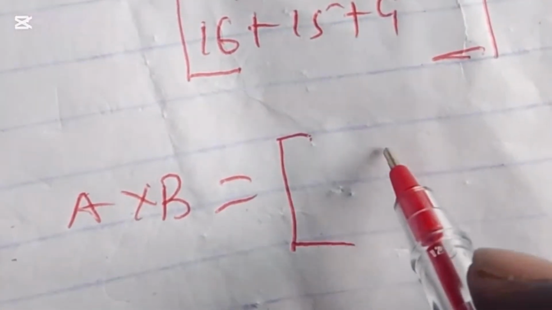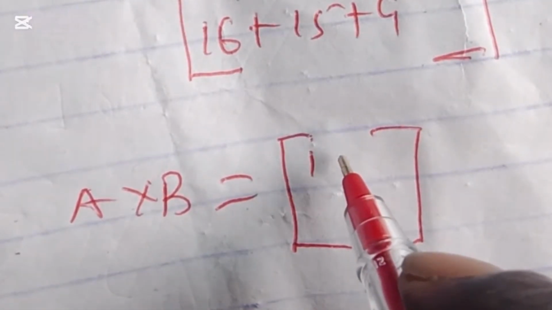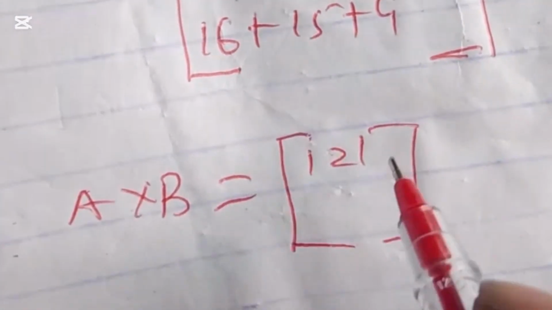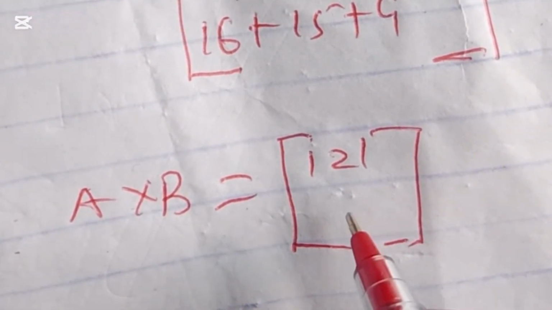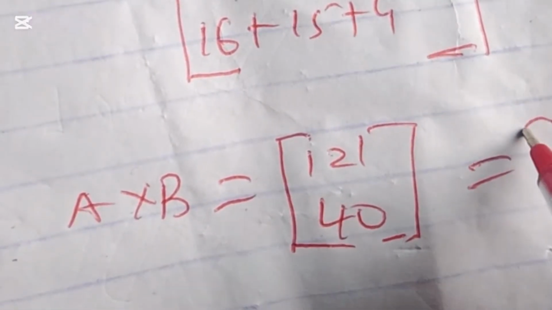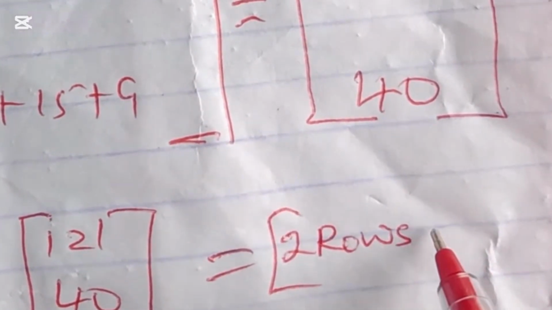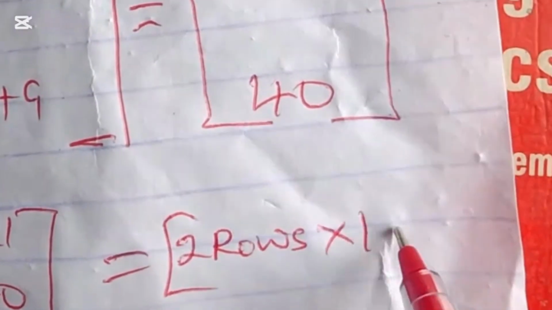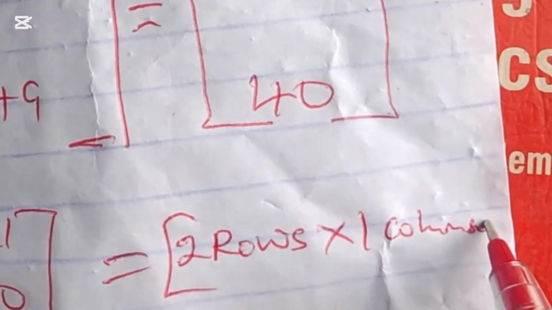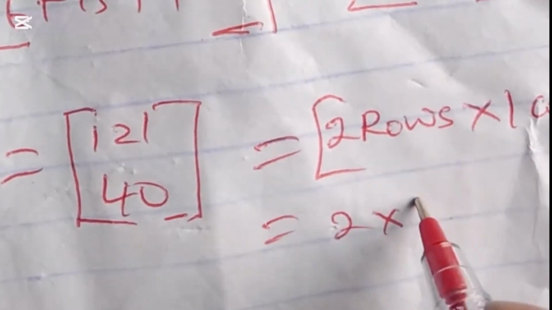So the product of A and B will give us, like we said before, a matrix that has only one column, with 121 and 40, and 2 rows. It is a matrix of 2 rows and 1 column. We call it a 2 by 1 matrix.